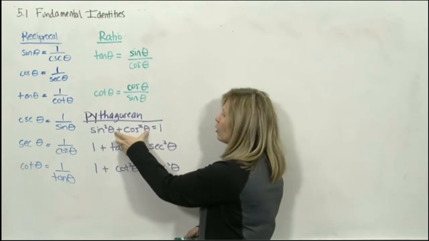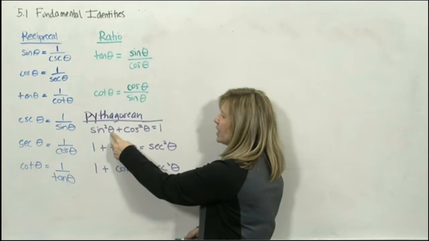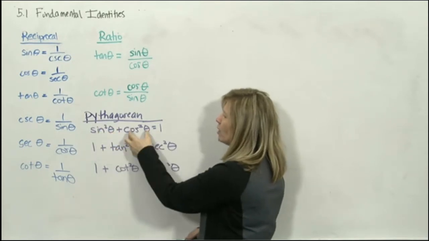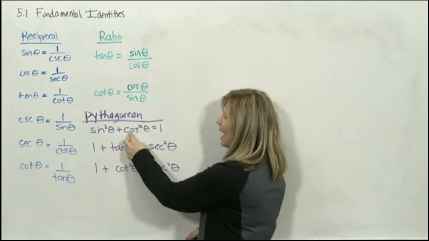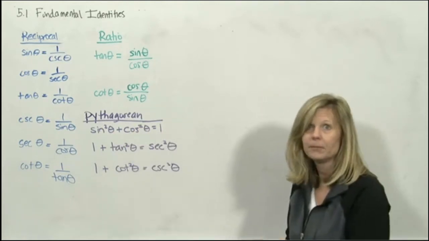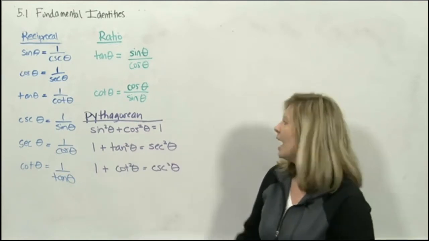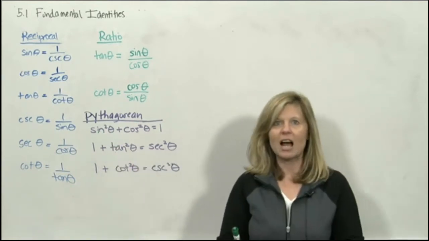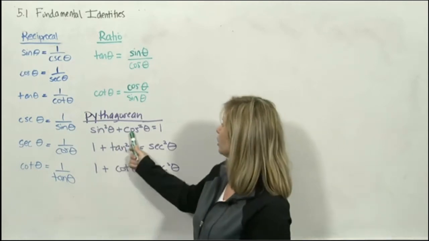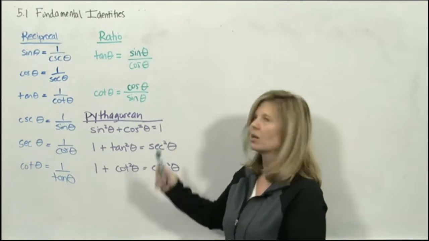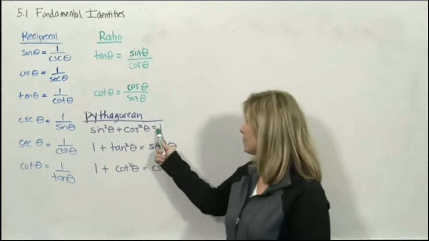I don't care what angle you put here. If you put 45 degrees here and 45 degrees here, you find the sine value, you square it, you find the cosine value, you square it, and add them up, it's going to give you 1. If you put 17 degrees here and 17 degrees here, and you look up the sine of 17 degrees in your calculator and square it, and you look up the cosine of 17 degrees and square it, and you add them up, it's going to make 1. You have to memorize that.